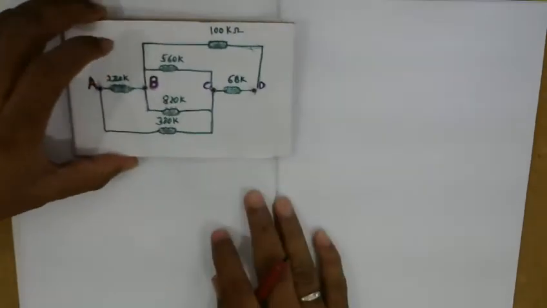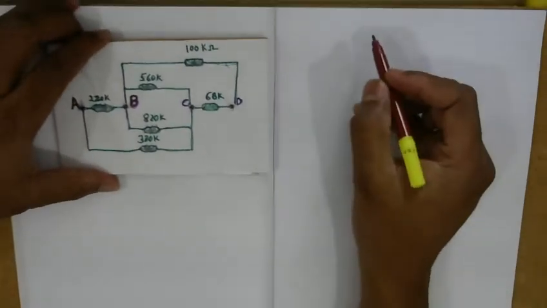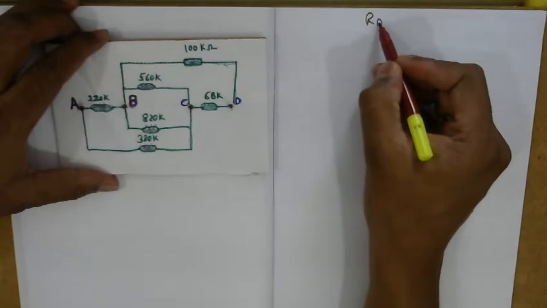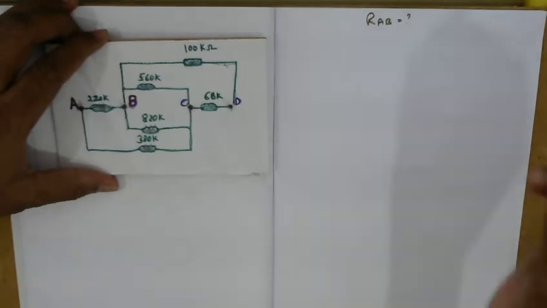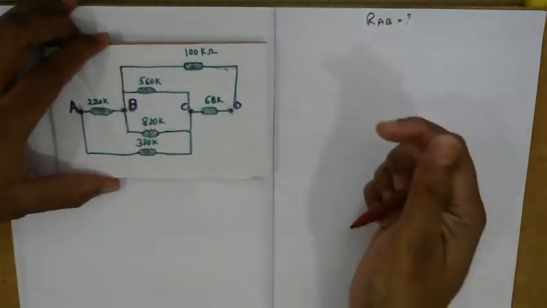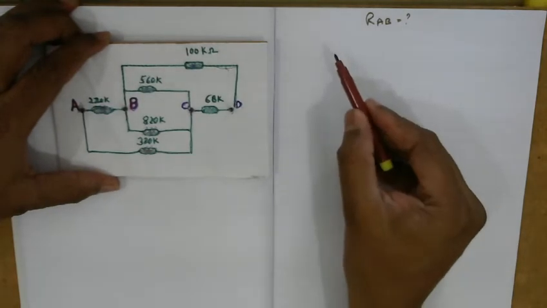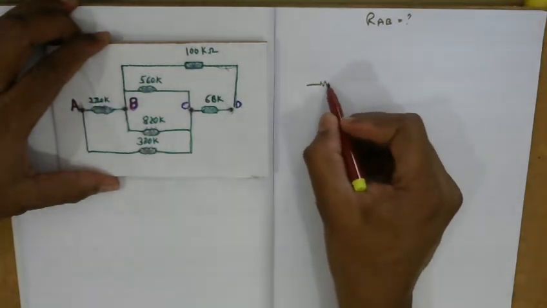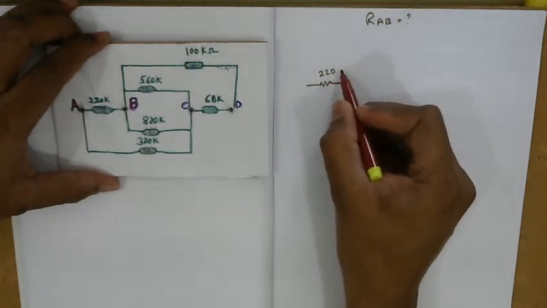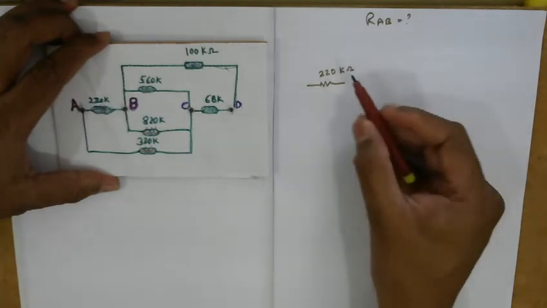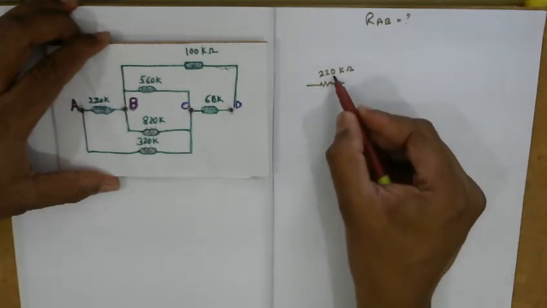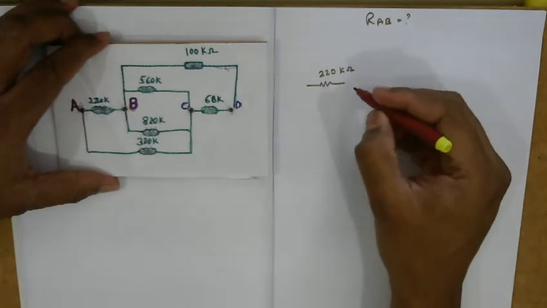So for calculation, we use simple series parallel circuit calculation. So RAB calculation. I begin by drawing the circuit as it is. So we can see here, all the resistances are in kilo ohms. Kilo ohms means 1000 ohms. So this is 220 kilo ohms, like that.